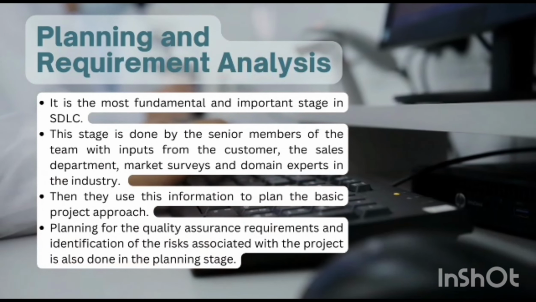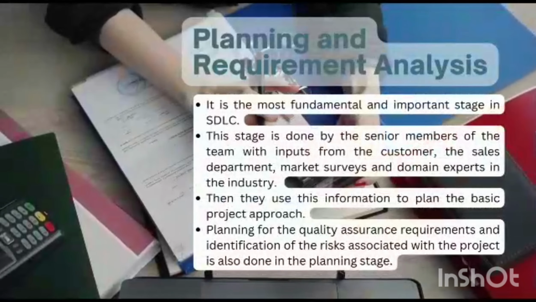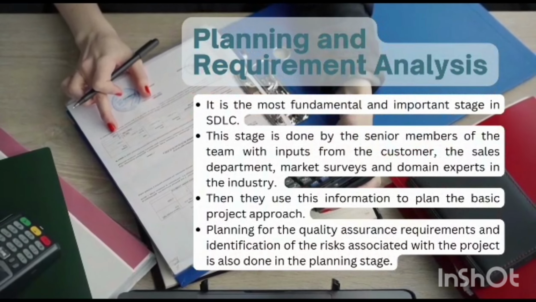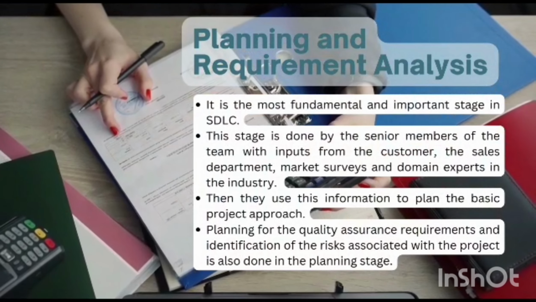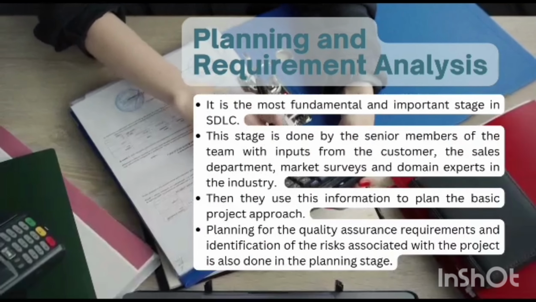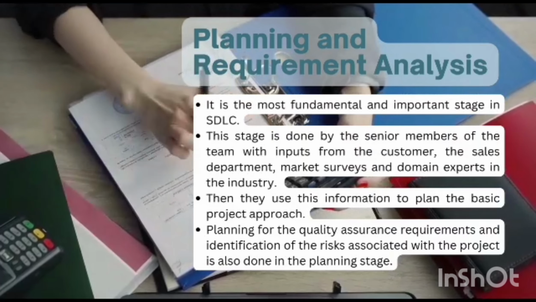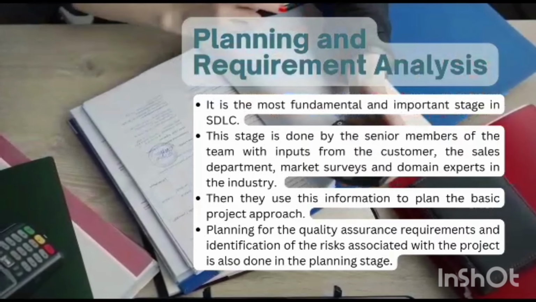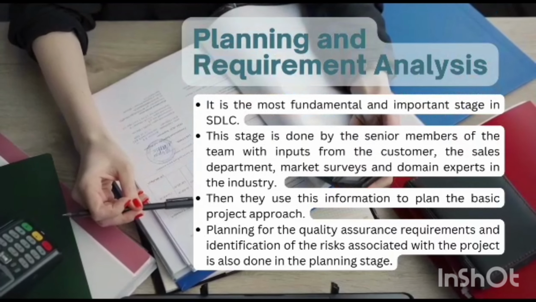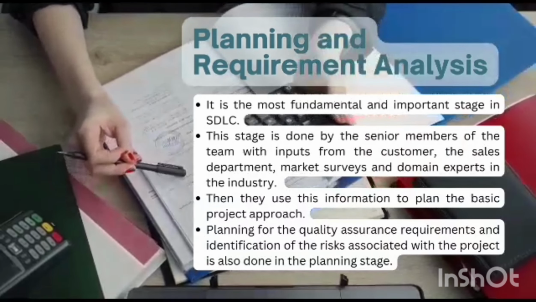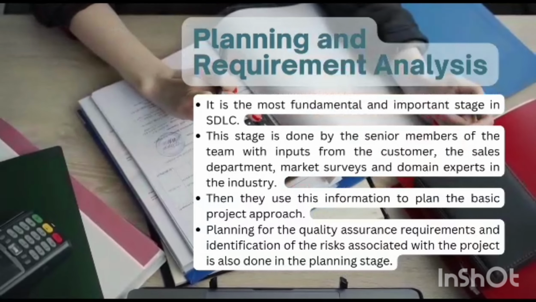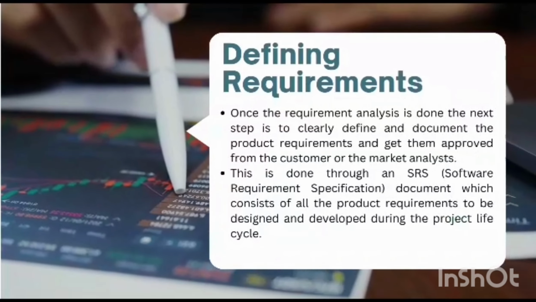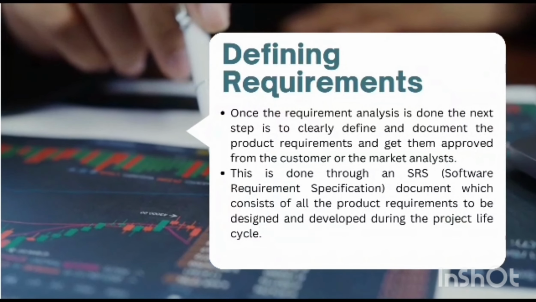This information is then used to plan the basic project approach and to conduct a product feasibility study in the economical, operational, and technical areas. Planning for the quality assurance requirements and identification of the risks associated with the project is also done in the planning stage. The outcome of the technical feasibility study is to define the various technical approaches that can be followed to implement the project successfully with minimum risk.